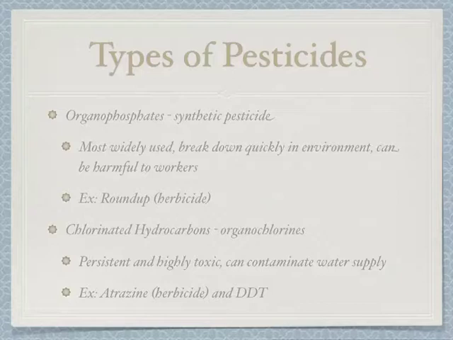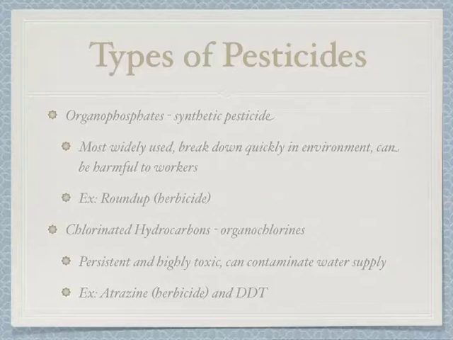An example of an organophosphate would be the pesticide Roundup, which is an herbicide used to kill weeds, and most likely you've heard of this to use on our lawns or sidewalks to get rid of weeds. Most plants that are treated with Roundup are considered to be, quote, Roundup ready because they can withstand the Roundup pesticide, but the weeds around them cannot.